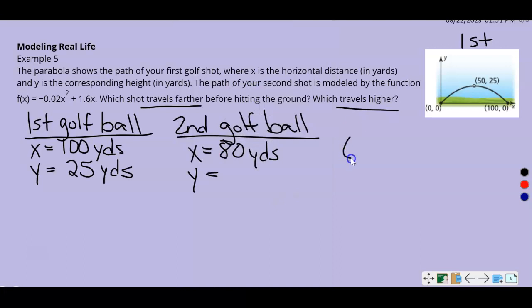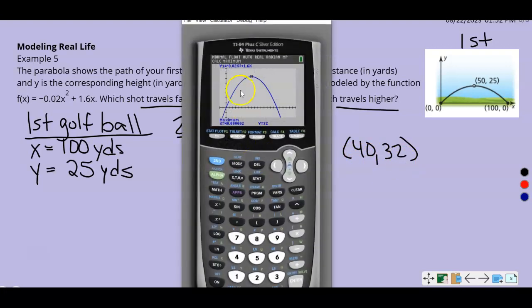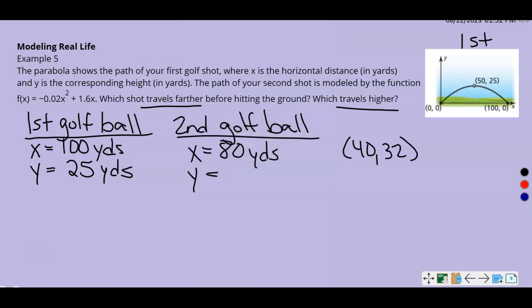So 40, 32. Now, 40 is halfway between 0 and 80. That's your x value. That's your horizontal distance. That's your x-axis. 32 is the maximum height. The maximum height would be 32 here. That's your y value, 32. So you can conclude that this one went 32 yards high. So this one is long, this one is high.